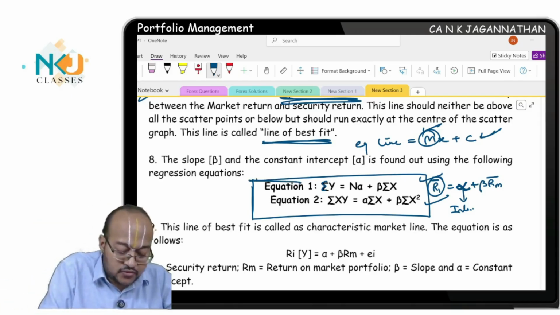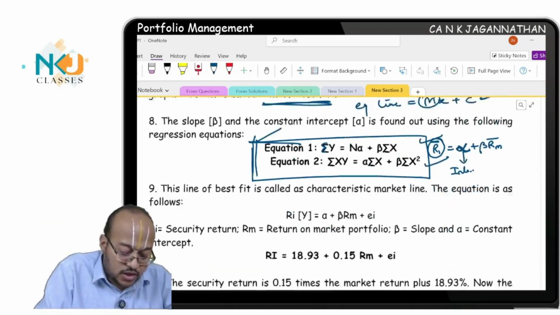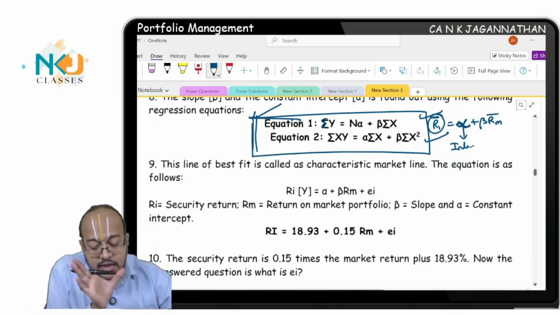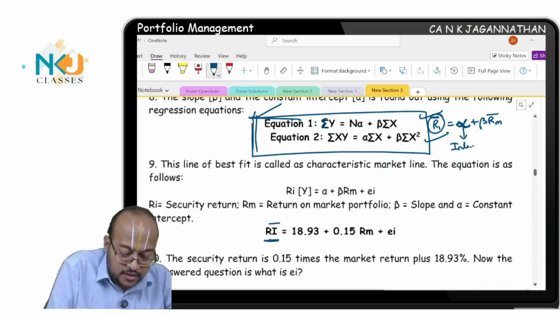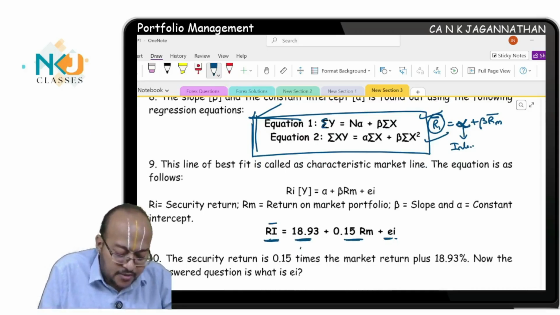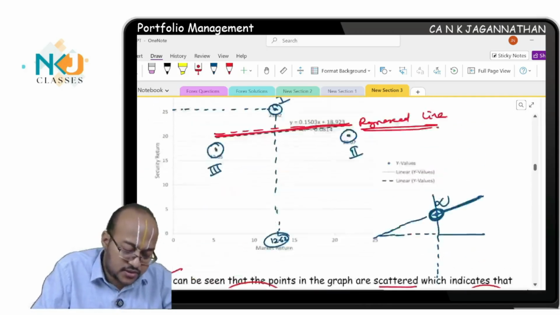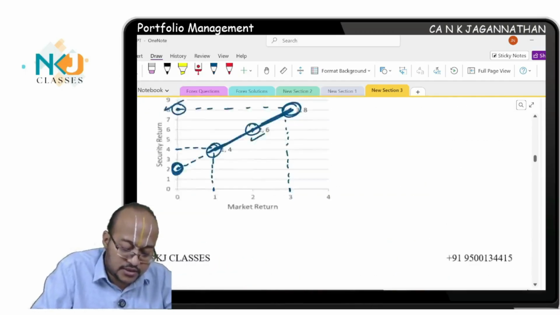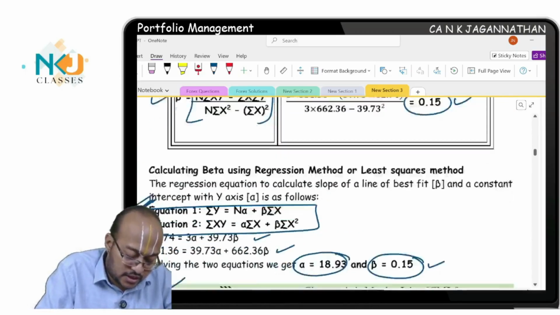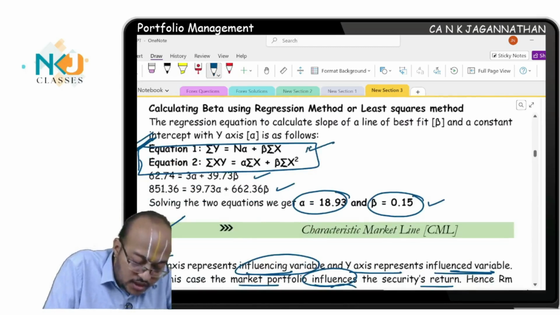These two regression formulas, if you solve them, you will get the regression equation as such. This is Ri bar is equal to 18.93 plus 0.5 Rm plus Ei. Now, how do I get 18.93 and 0.15 Rm? Don't ask me, because I'll get back to the main discussion. See, I have put the calculation here. This equation only I have put here.